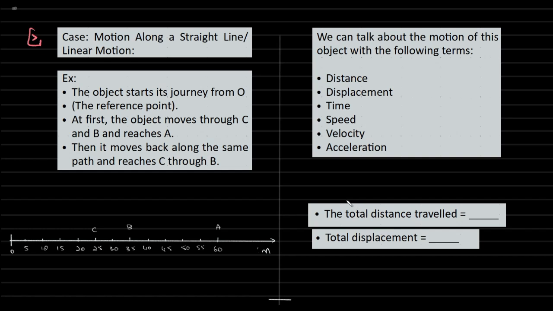If you want to classify motions, there will be 4 to 5 branches. And one of those branches is your linear motion. Linear motion is a motion along a straight line.